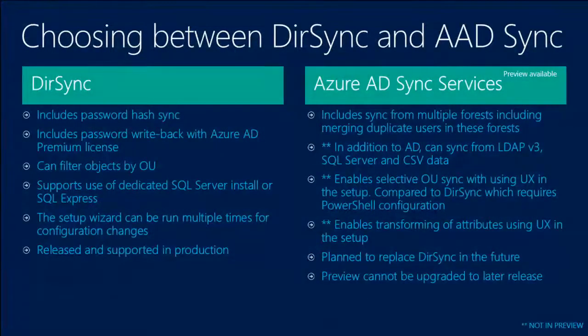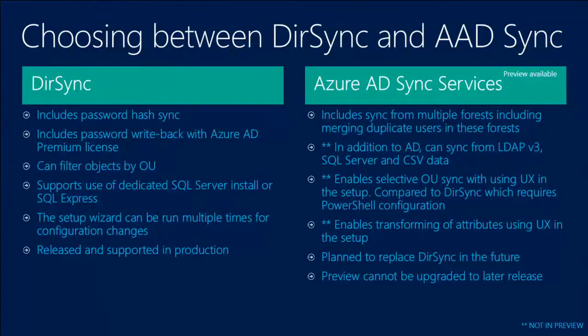I mentioned earlier that there are a couple of other tools that you can use for directory synchronization. DirSync is the tool that I've been talking about, and it's the one most commonly used for Office 365. Azure AD Sync Services is very recently announced and available in preview. It's not released for production use right now, but it is available in preview. And it is intended to, in the future, replace the DirSync tool.